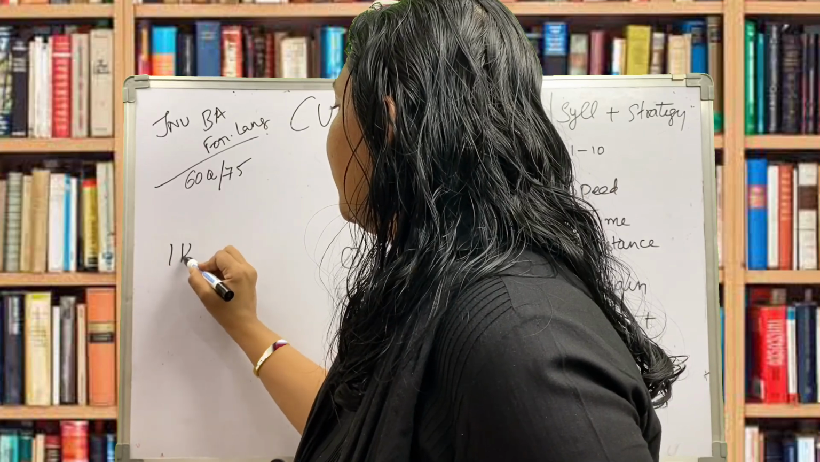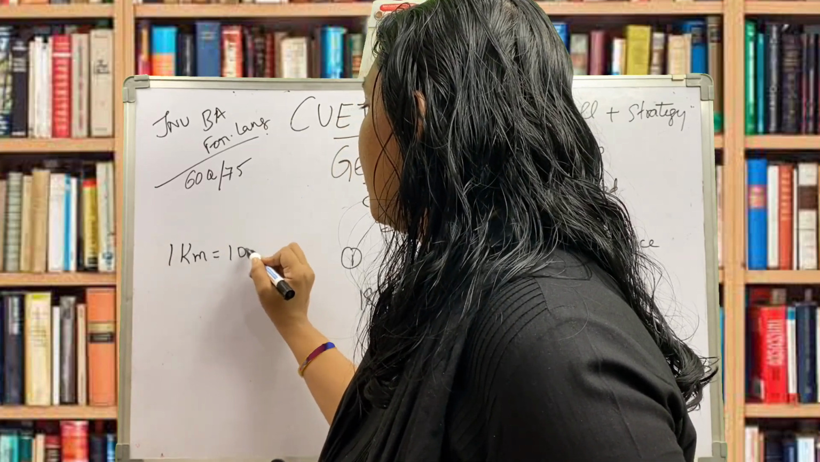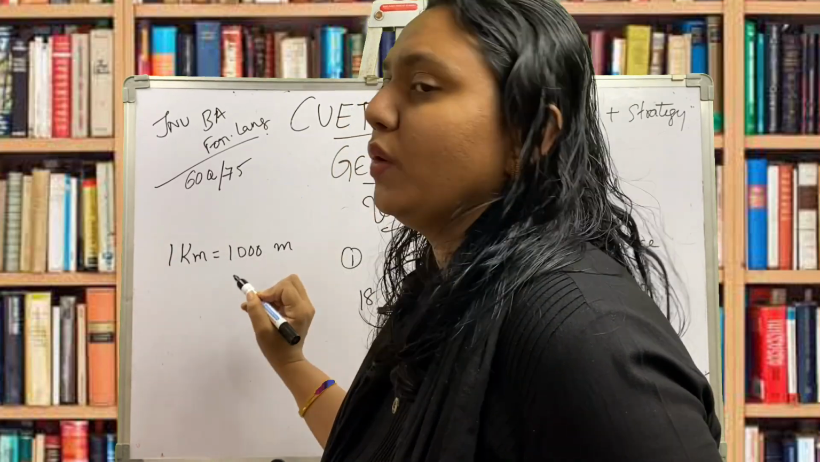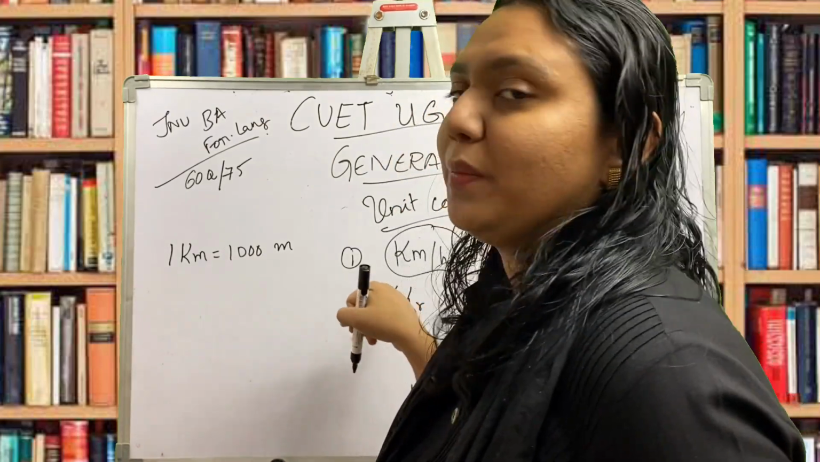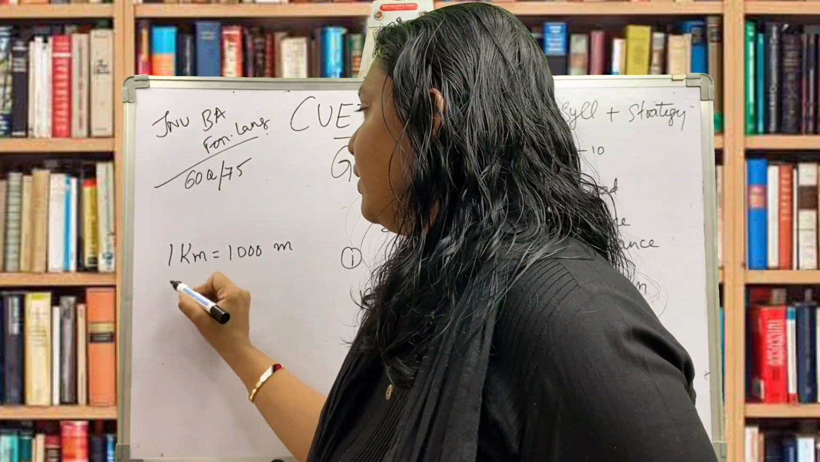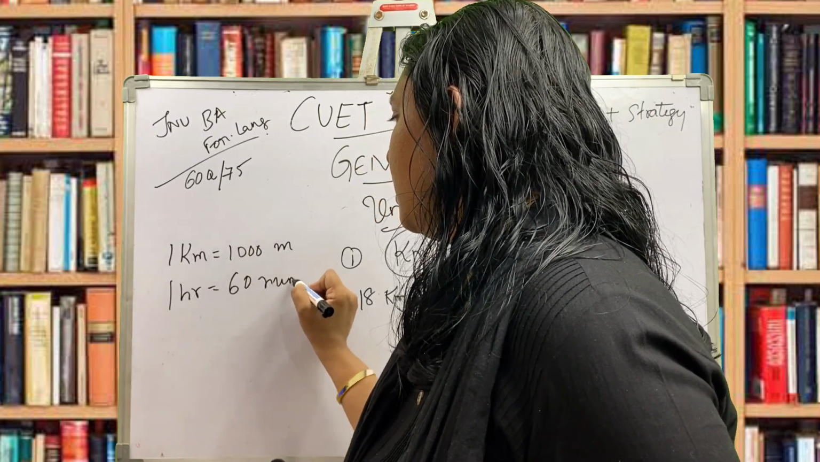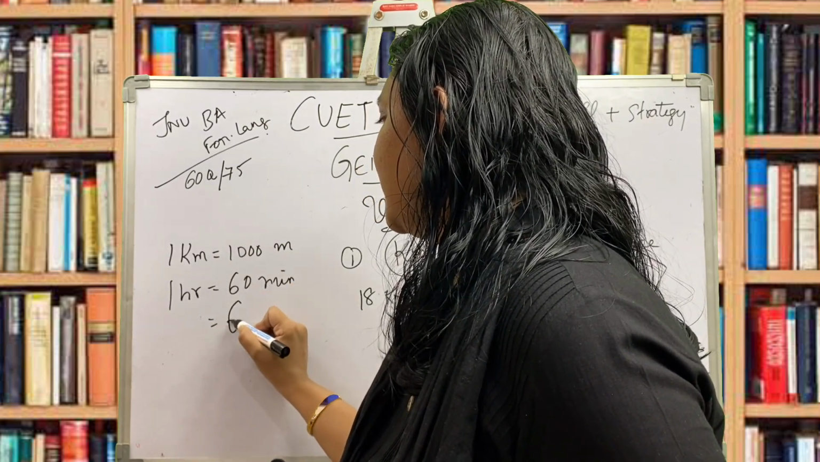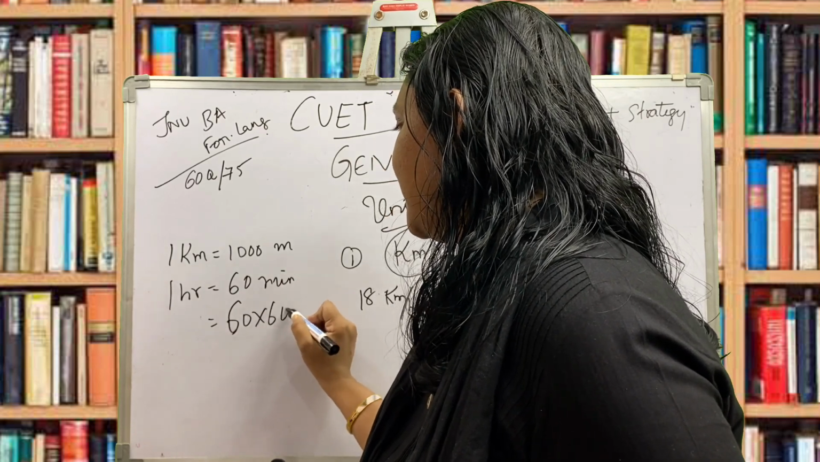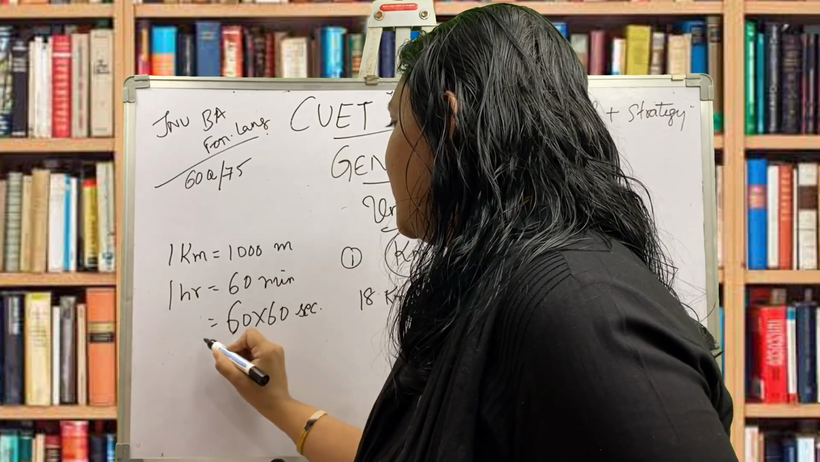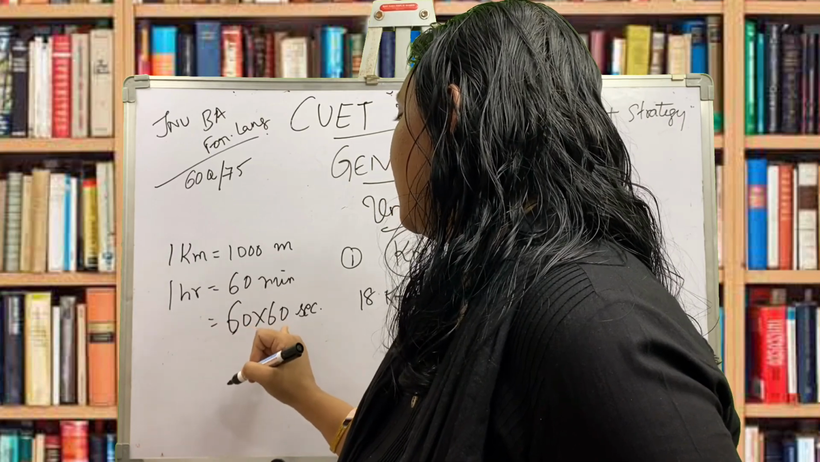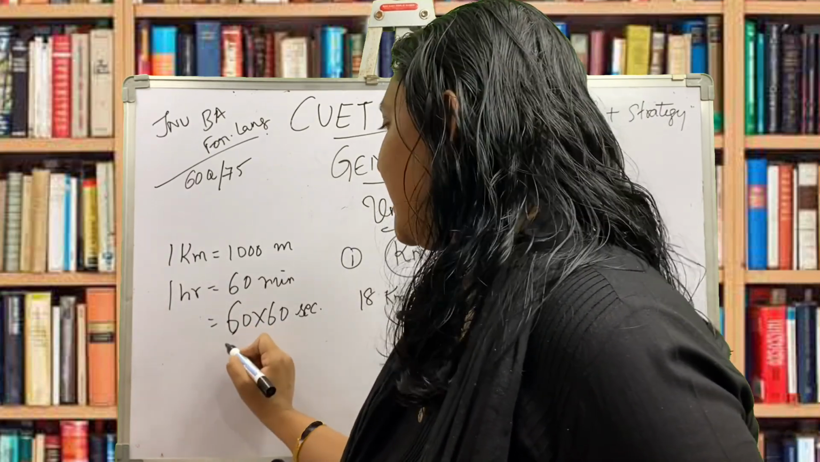What is 1 kilometer? 1 kilometer is equal to 1000 meters. Remember this also, but the most important thing is kilometer per hour to meters per second. And here, 1 hour equals 60 minutes, which equals 60 into 60 seconds. That is, in 1 hour there are 3600 seconds.